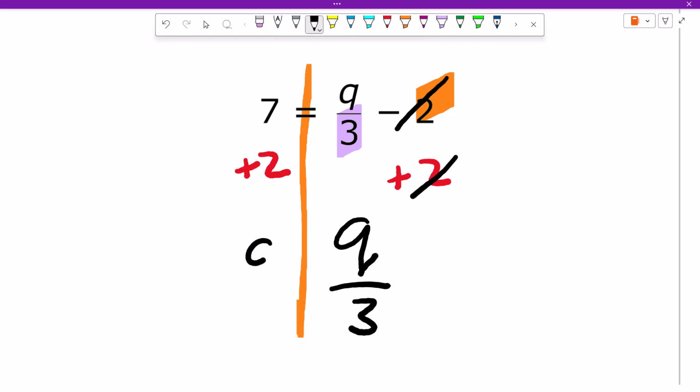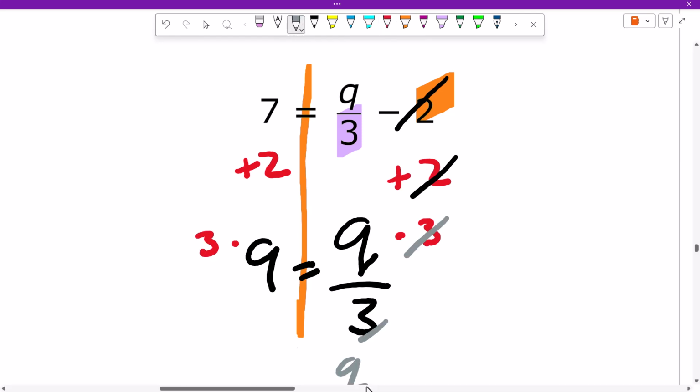9. Now we want to get rid of the 3. What do we do? Sam? Times by 3. So that gets to the top. Times 3 here, times 3 here. The 3's go away. Q equals 27. And that's it.